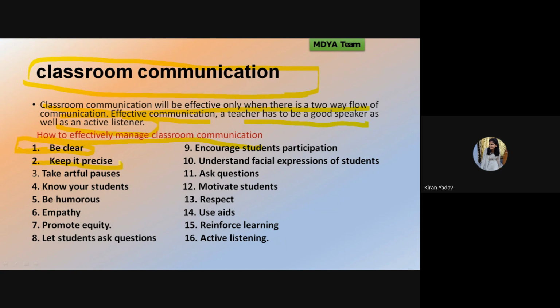Second is keep it precise. When you are clear about what you have to do, then you will keep it precise also. You won't get distracted by different things when your goal is clear.